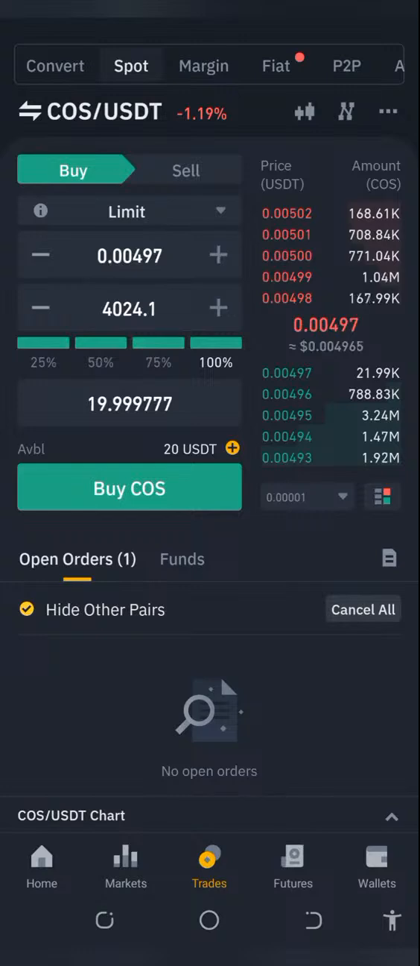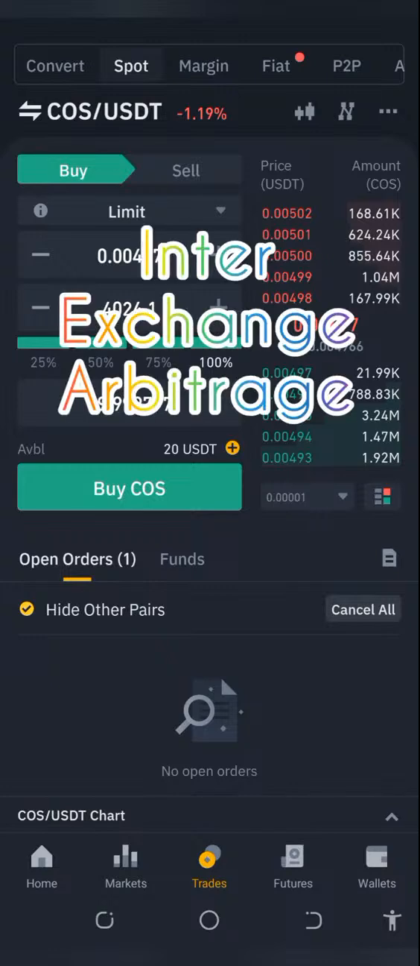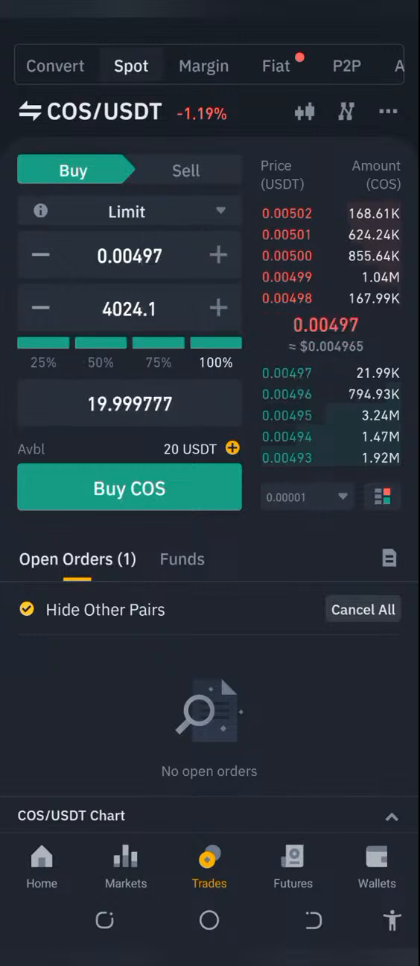Anyways, I think I've given you the information that you need on how you can actually make money in any of these three different options: inter-exchange arbitrage, spot trading, and triangular arbitrage.